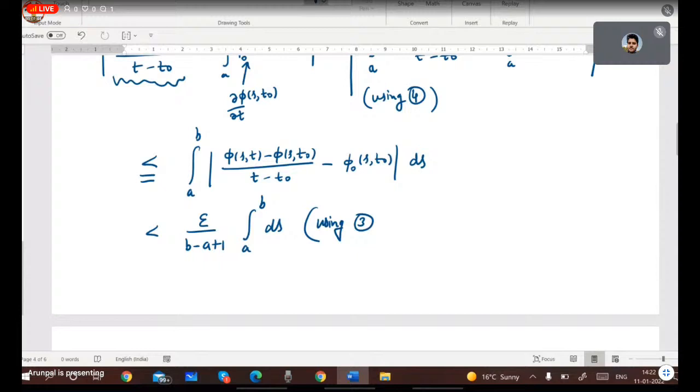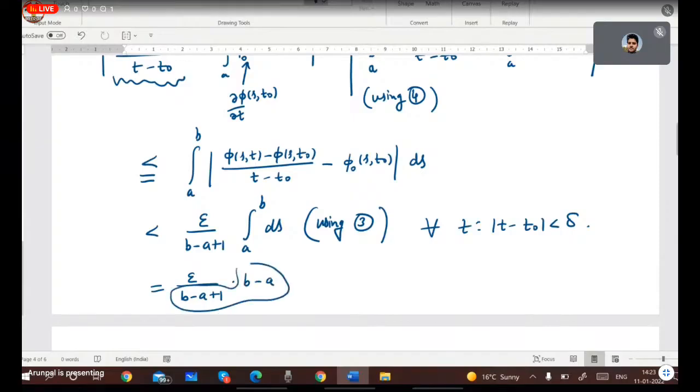And class, please take a note, 3 was true only for those t's which were satisfying this condition, if you recall. And this is epsilon upon b minus a plus 1, and when you integrate it, you will have b minus a, and because this thing is less than 1, the whole thing will finally be less than epsilon. And of course, all this is there.